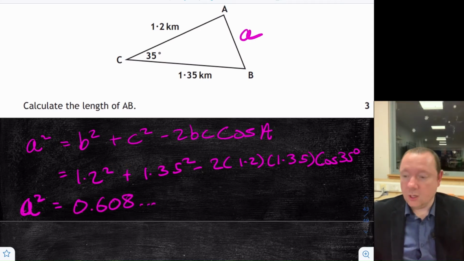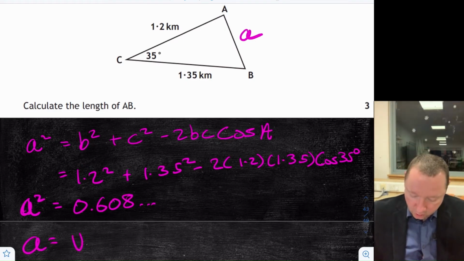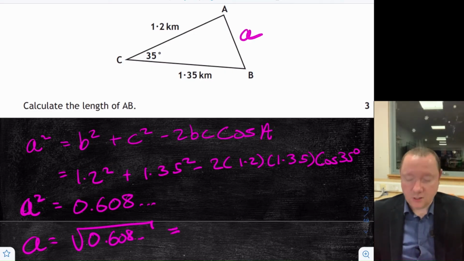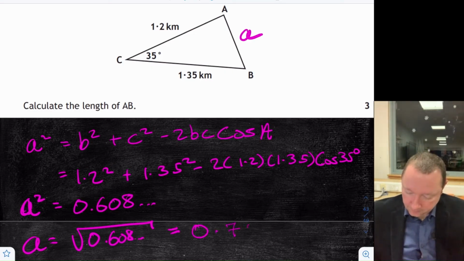And a bunch of other numbers. And then you just square root your answer, because that's A squared, so A is the square root of the answer I just found out, which is equal to 0.78 kilometres.